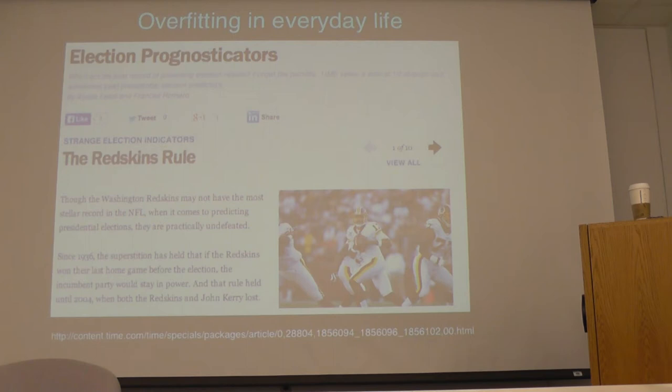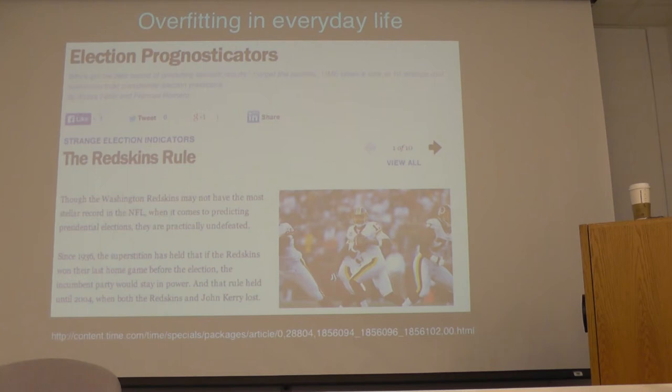And that rule held until 2004, when both the Redskins and the incumbent lost. So from 1936 to 2004, which is a lot of presidential elections, the Redskins predictor succeeded every single time. And then suddenly it didn't. So this is classic overfitting.